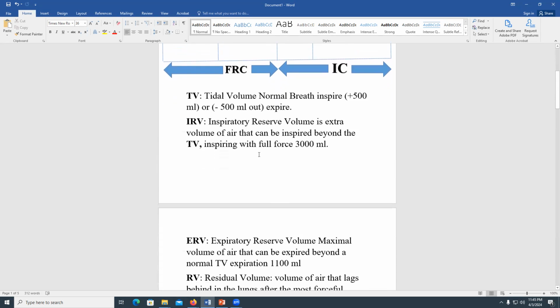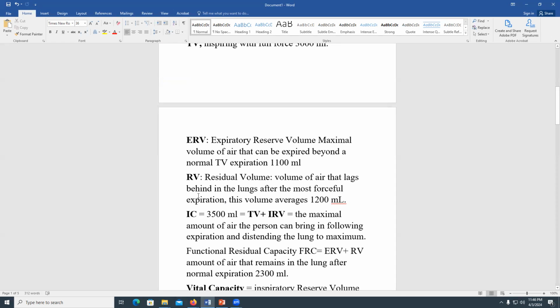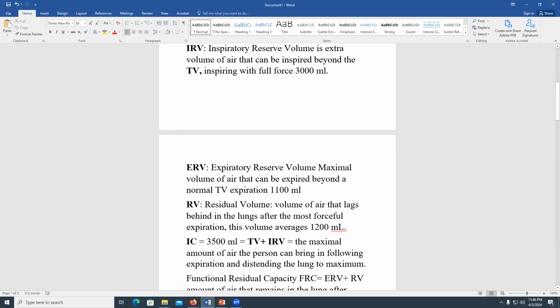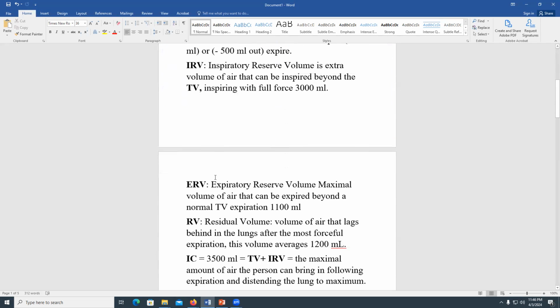So 1100. Now, there is something known as the residual volume. The residual volume is the volume of air that lags behind, and that keeps my lung inflated, and that keeps my lung fluffy and full. So the residual volume is the volume of air that lags behind in the lung after the most forceful expiration. So after I remove my expiratory reserve volume, this residual volume, I can never get it out.